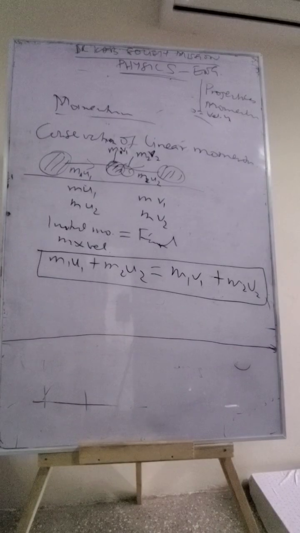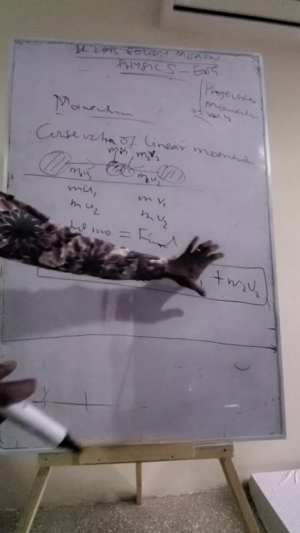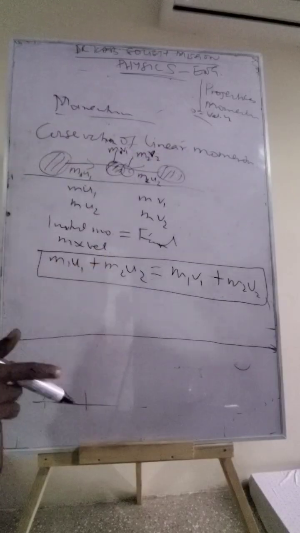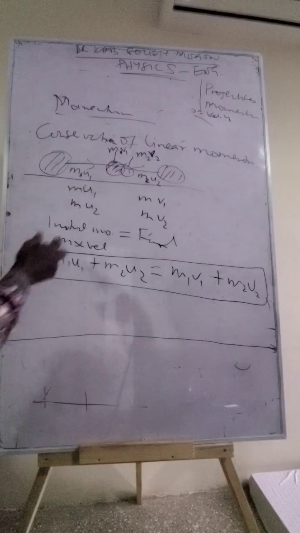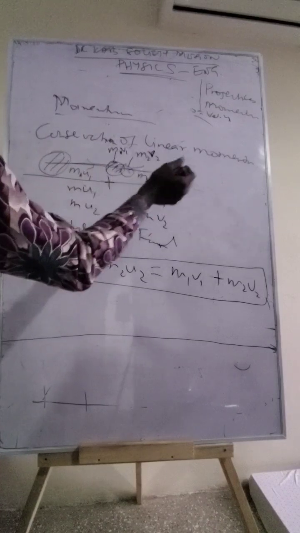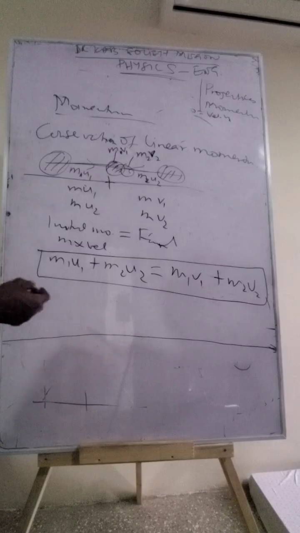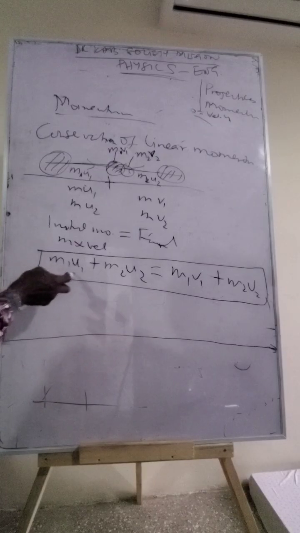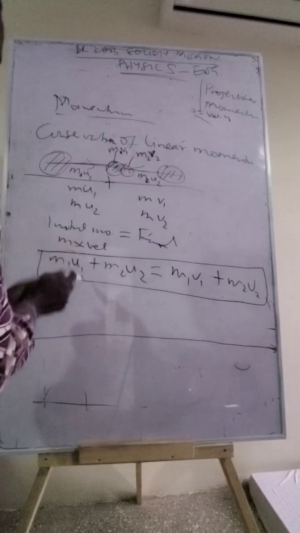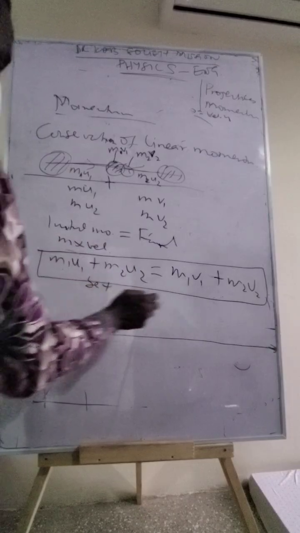Good. Now this equation always stands for linear conservation of momentum. Now we have another part. Whatever you do, you choose one direction as positive. So anything going in the opposite direction becomes negative. This is the sum of momentum before, and this is after. But remember the directions.